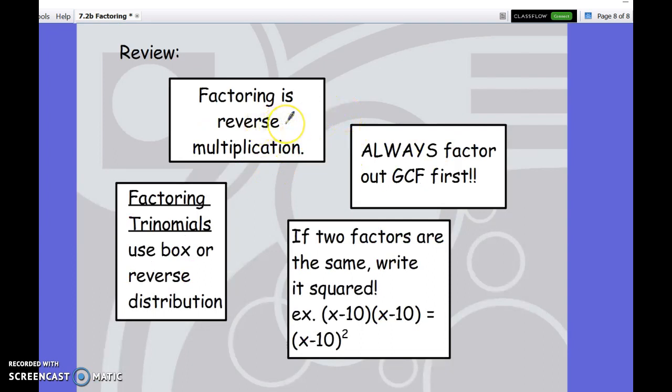Reminders, factoring, remember, it's just reverse multiplication. Always look for that greatest common factor. None of these problems had greatest common factors. And we're going to be focusing on using that box method.